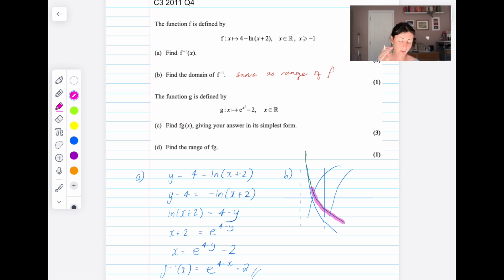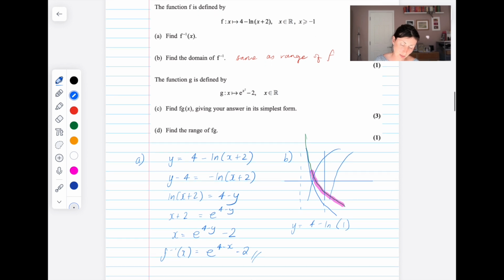So I can see that we're going to have an upper limit on y's and then no lower limit. y's can just continue to go down as the graph goes down. So the question is, what's that upper limit? Well, the upper limit is when x is equal to -1. So if we plug that in, -1 plus 2 is just 1. So that upper limit is 4.